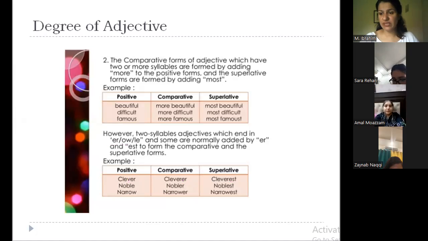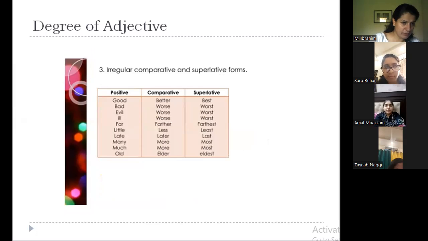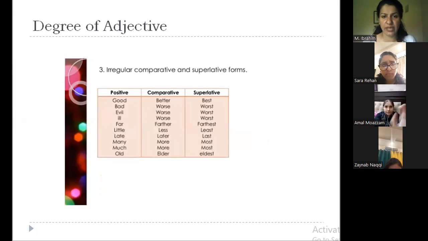Okay, we have 3 minutes remaining. Should I continue or should we rejoin? Rejoin, ma'am. Wait 1 minute. I think we do this one slide and then we rejoin, because this is the last point.